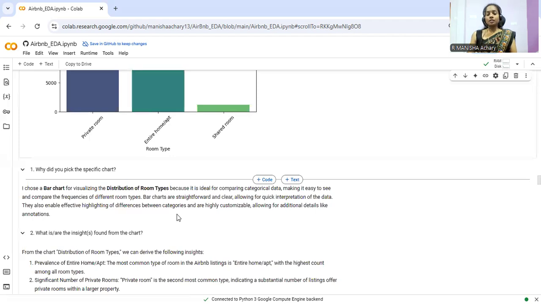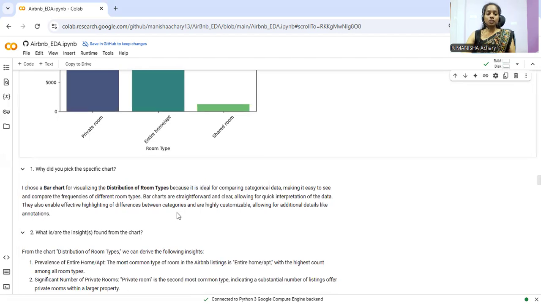Why did you pick this specific chart? I have chosen this bar chart for visualizing the distribution of room types because a bar chart is ideal for comparing categorical data. Room type is categorical data. That's why I have used a bar chart. And what are the insights found from the chart?